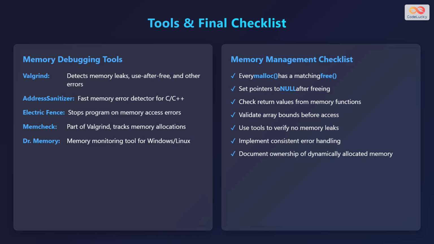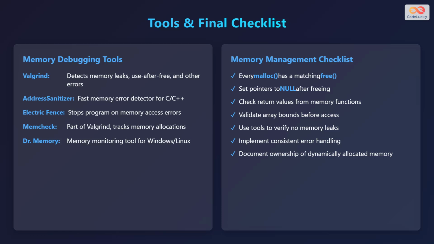Electric Fence stops the program immediately upon memory access errors, making it easier to identify the source of the error. Memcheck is part of Valgrind and tracks memory allocations to help you find memory leaks. Dr. Memory is a memory monitoring tool for Windows and Linux that can detect memory leaks, buffer overflows, and other memory errors. Here's a memory management checklist to follow before you ship your code.